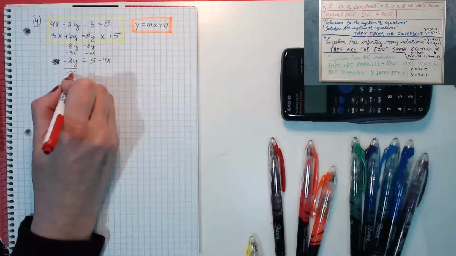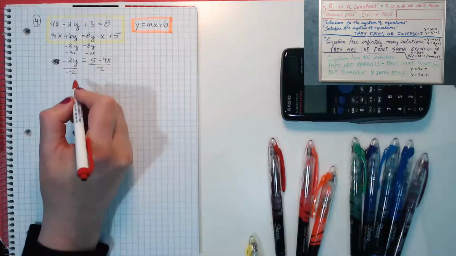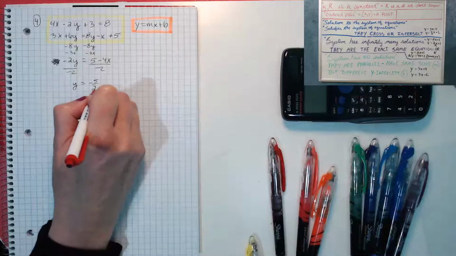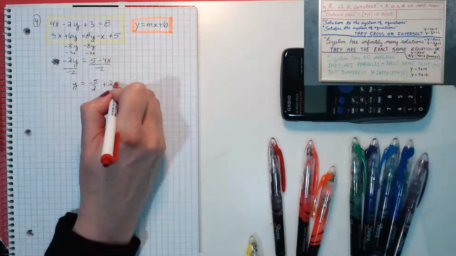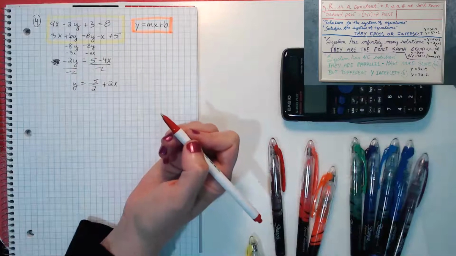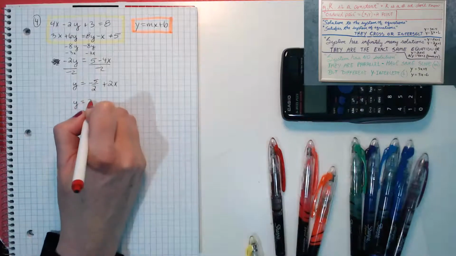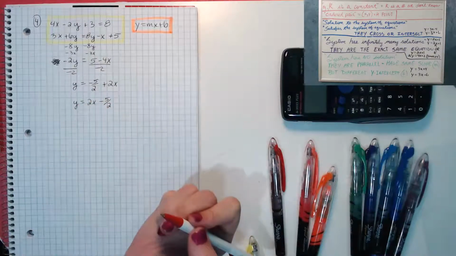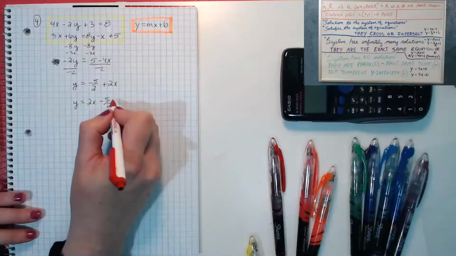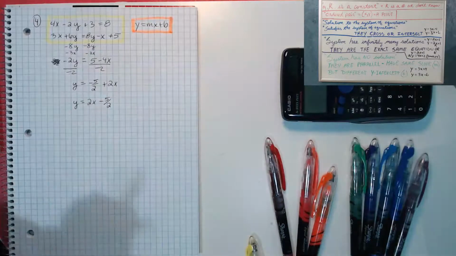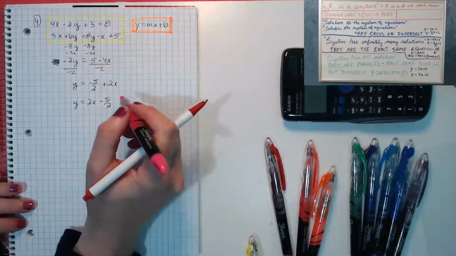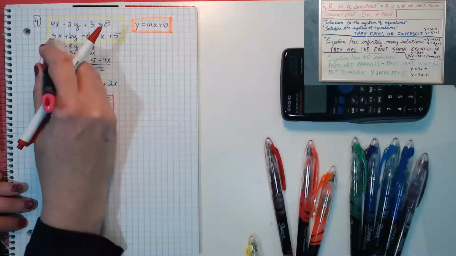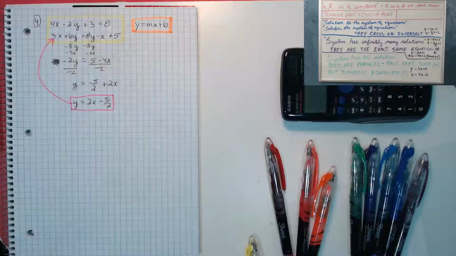I'm going to divide both sides by -2. So that I'm left with y equals -5/2 plus 2x. In proper format, y equals 2x minus 5/2. Okay? So this is this equation.